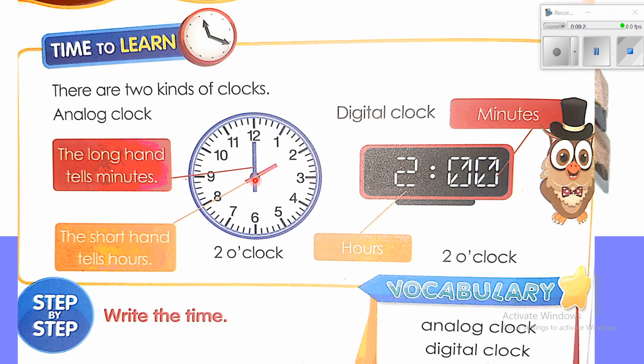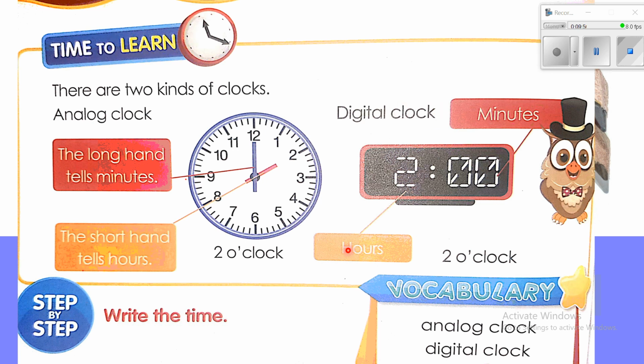So here is the hour is on 2, so it's 2:12? No. 2:00? No. 2 o'clock. So that's the way we have to know how to write o'clock. 2 o'clock. In digital clock, I'm writing first the hour and the minute.